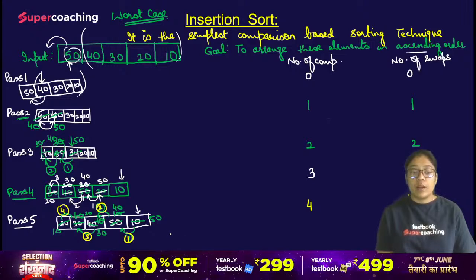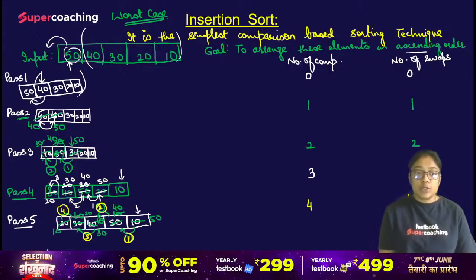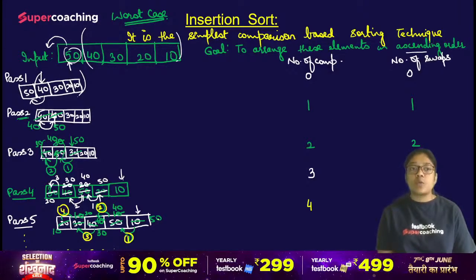Is this clear? Here we have taken a small problem with 5 elements only, so just let me know if we have n passes. If n passes are there, then what will be the number of comparisons and swaps? If it's the first pass, then we have 0 comparisons and 0 swaps. If it is pass 2, we have 1 comparison and 1 swap. If it is pass 3, then 2 comparisons and 2 swaps. For pass 4, it is 3 comparisons and 3 swaps. So what will be the number of comparisons and the number of swaps in pass n?